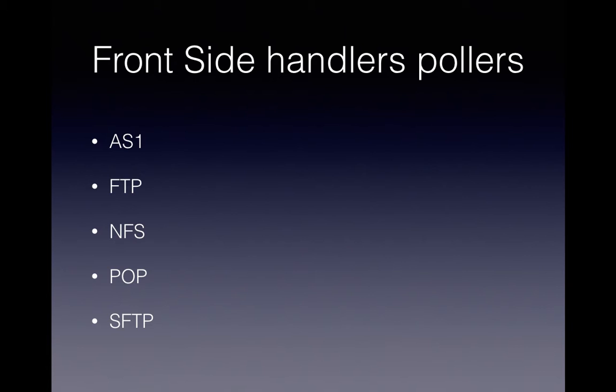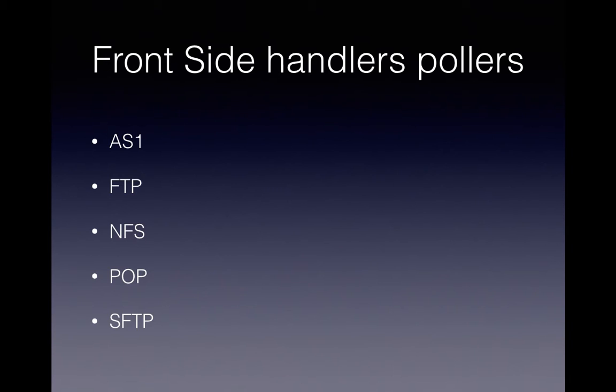In front-side handlers, we have two types. One is the poller front-side handlers, and the other is the normal, or server type, handlers. By the name itself, it implies that it is actually polling for a resource. The poll can be in a particular time frame, so it can be every minute, every 1 hour, or every 4 hours. But DataPower doesn't give you the capability to poll at a particular time. Say DataPower can poll every 1 hour, but you can't tell DataPower to poll at 1 p.m. exactly. That cannot be done with DataPower.